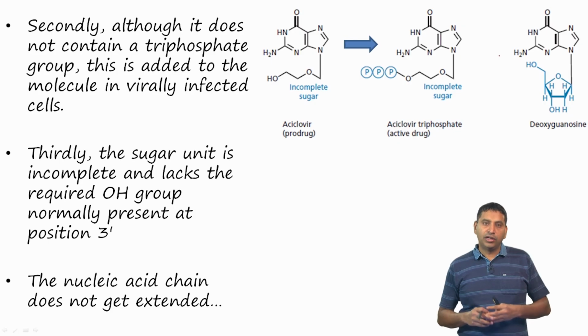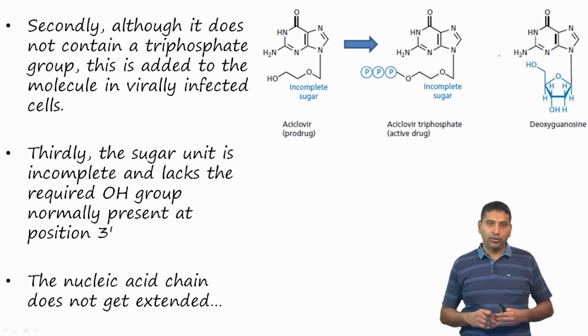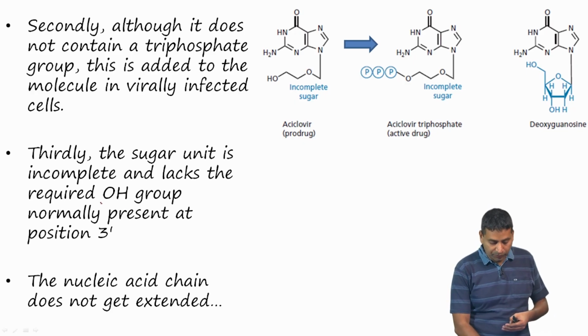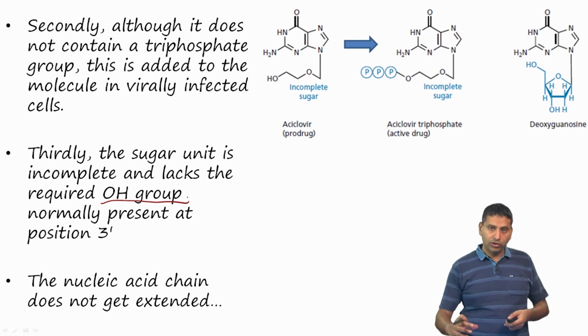Secondly, although it does not contain a triphosphate, it is added inside the infected cell. So, phosphorylation can occur inside the cell, and the sugar unit is incomplete, and so it lacks the required hydroxyl group for the next reaction to occur. So, if this strategy works, then the nucleic acid chain does not get extended.